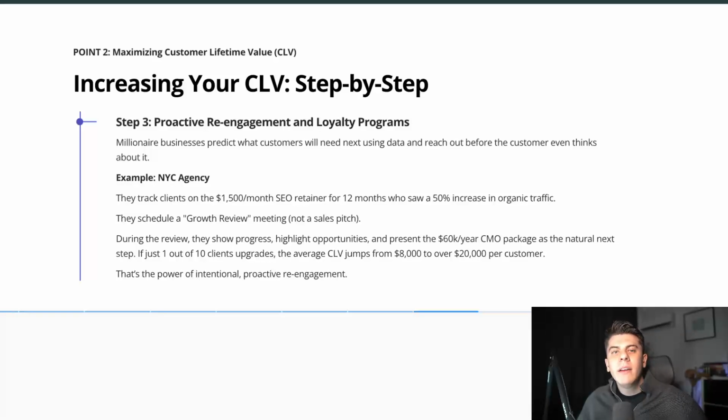next natural step. If just 1 out of 10 clients take that upgrade, the agency's LTV, CLV jumps from $8,000 to over $20,000 per customer. That's the power of intentional, proactive re-engagement. So now we've done two things here, okay? We've lowered your customer acquisition cost, and we've increased your LTV, your lifetime value or total value of every customer, which is CLV. But there's one final piece here, and it's the one that makes your profits predictable, stable, and scalable, because none of this works if you're targeting the wrong people to begin with.